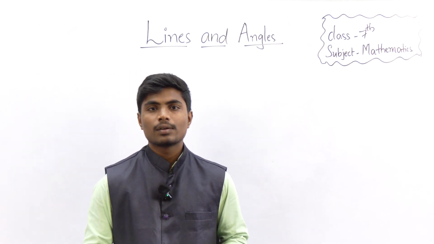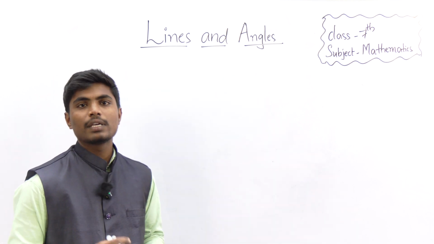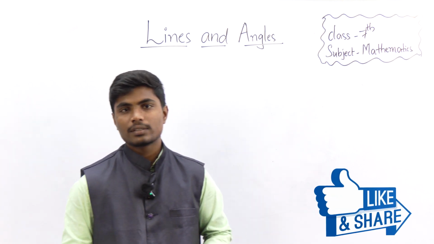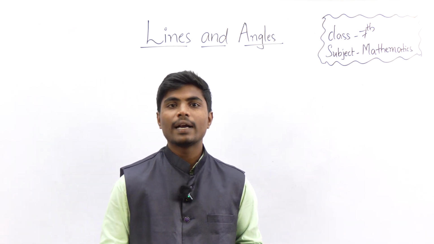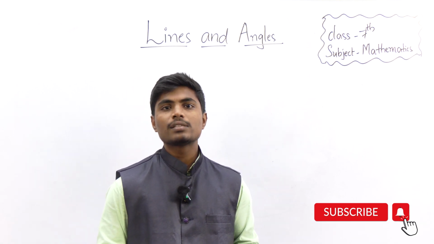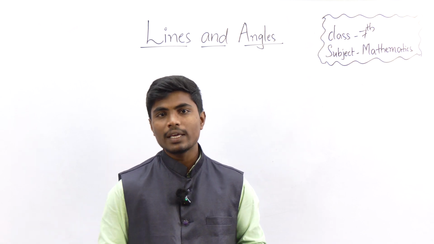In this class, we are going to discuss lines and angles, which is the fourth chapter of 7th class mathematics. In your 6th class, you have already learned and come across geometrical ideas. Let's discuss an overview of the things we have already learned.